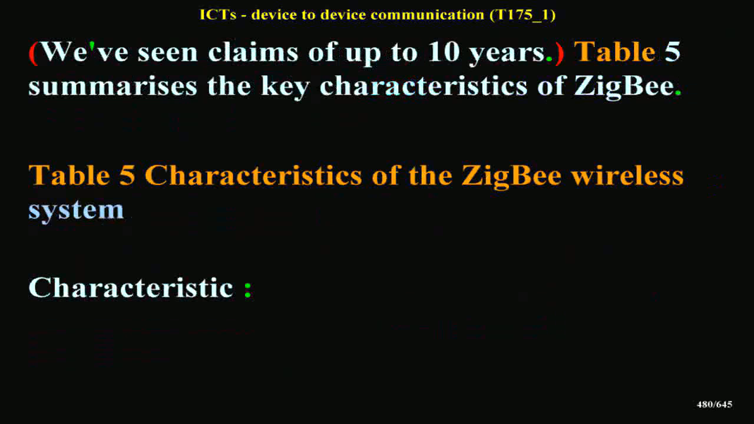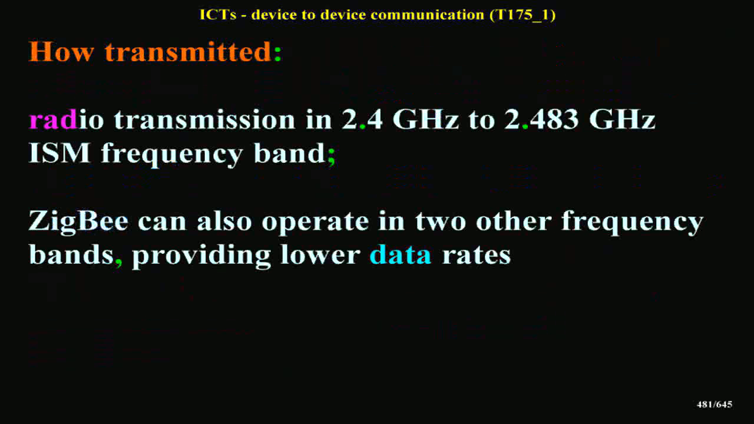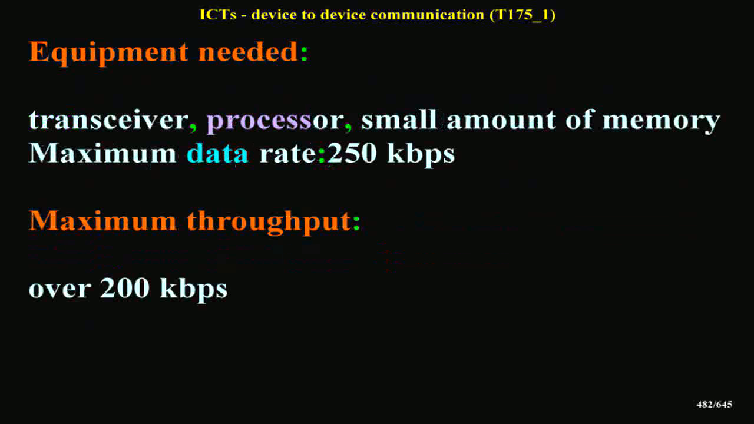Table 5 summarizes the key characteristics of Zigbee. Table 5: Characteristics of the Zigbee wireless system. How transmitted: radio transmission in the 2.4 GHz to 2.483 GHz ISM frequency band. Zigbee can also operate in two other frequency bands, providing lower data rates. Equipment needed: transceiver, processor, small amount of memory. Maximum data rate: 250 kbps. Maximum throughput: over 200 kbps.